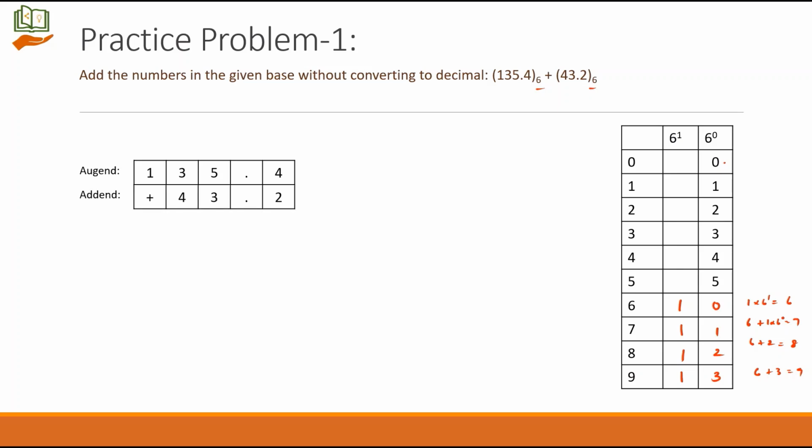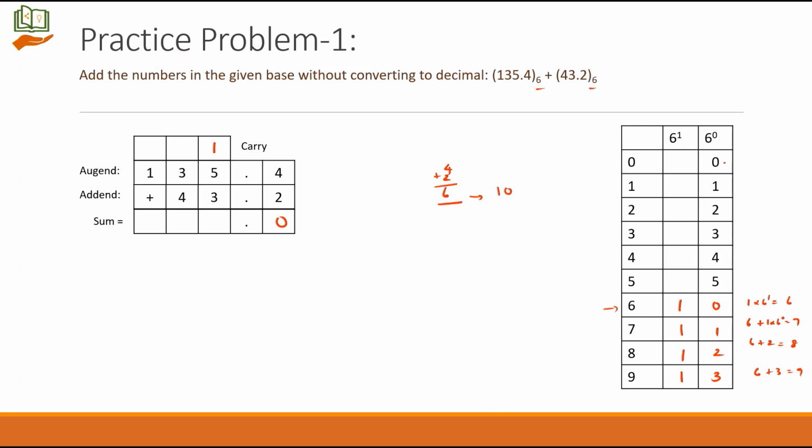Next we will get the addend 43.2. Now we have to find the sum. We will just start. What is 4 plus 2? 4 plus 2 is 6. What is the representation of 6? It is 1, 0. So place 0 here and 1 here.